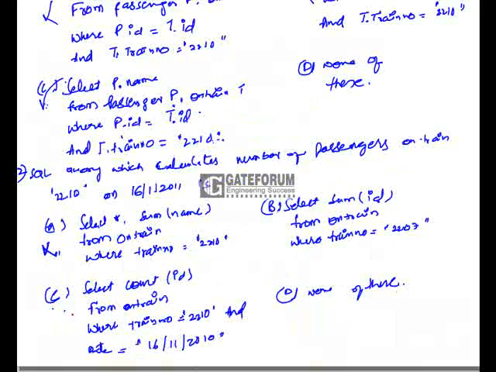So if you see option C, here it is calculating the required information. Here the query is select count on ID. It will perform the count operation on attribute ID from the table train, where train number is equal to 2210 and date is equal to 16/11/2010.